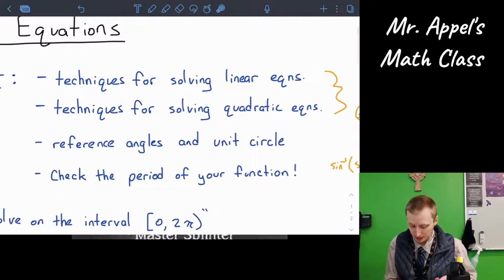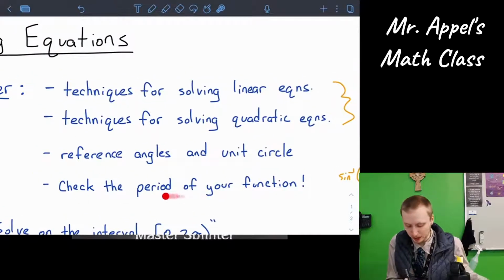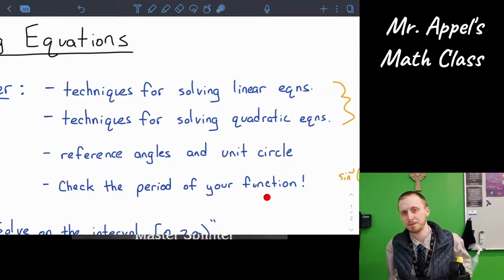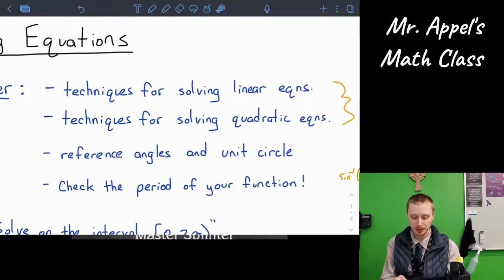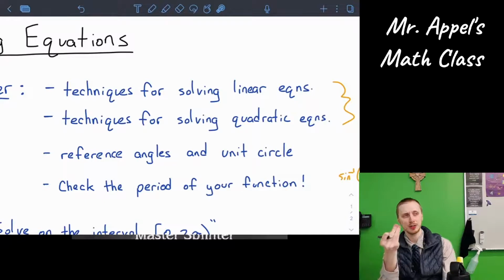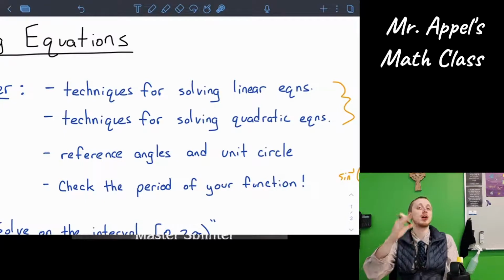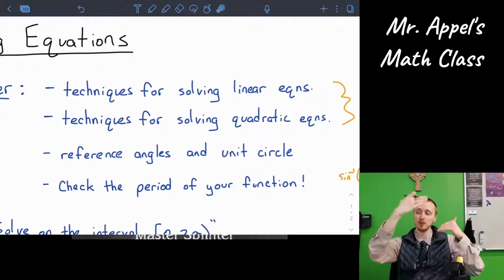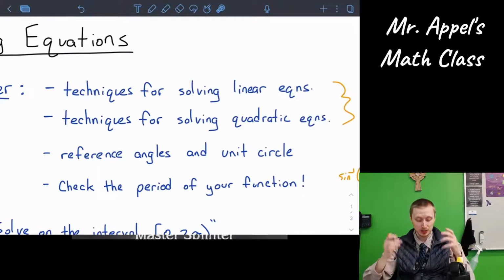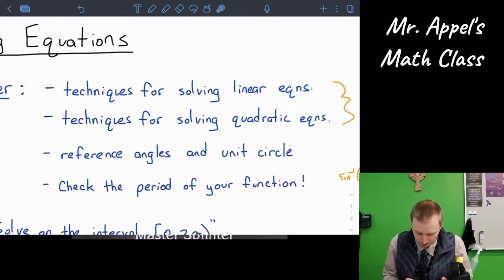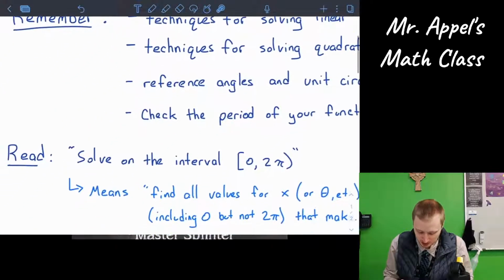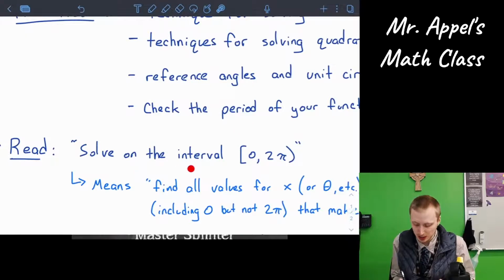Okay. And final reminder, check the period of your function. The trick to trig equations, truly, is that trig functions are periodic functions. They repeat over and over and over again. There is no single answer, not truly, right? And that's why they will often say, solve on the interval bracket 0, comma 2 pi parenthesis.